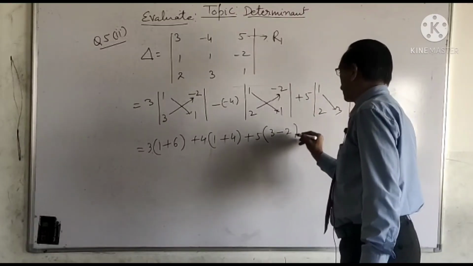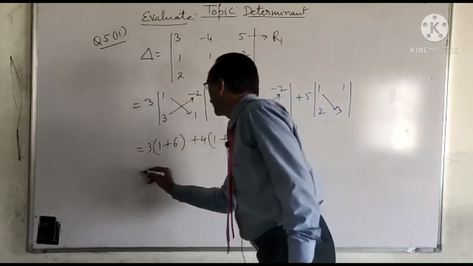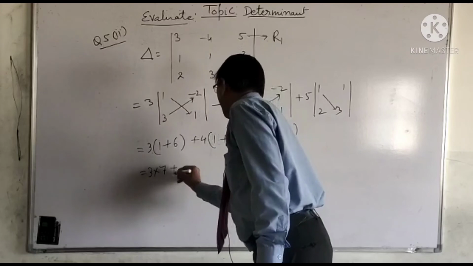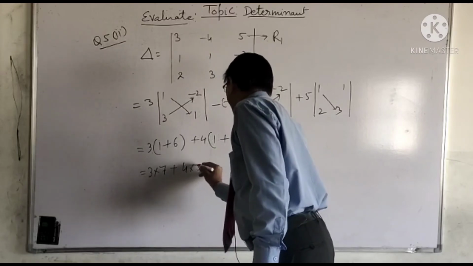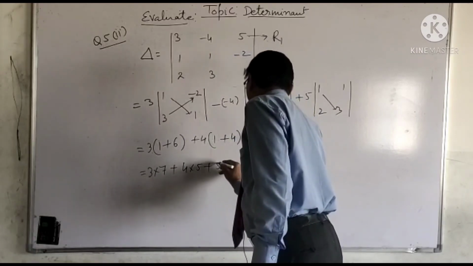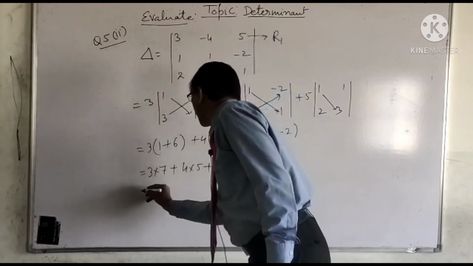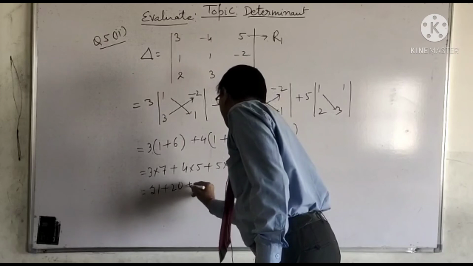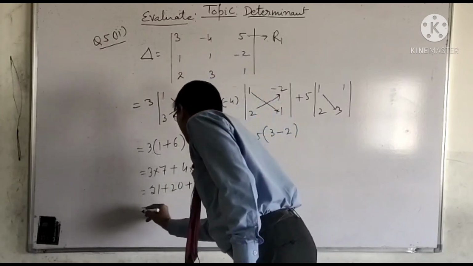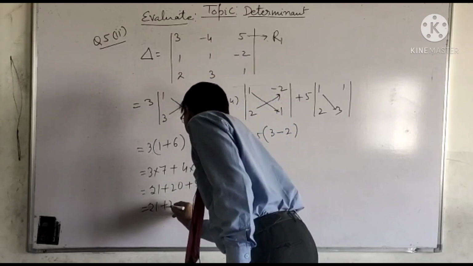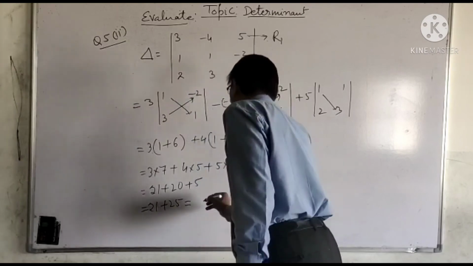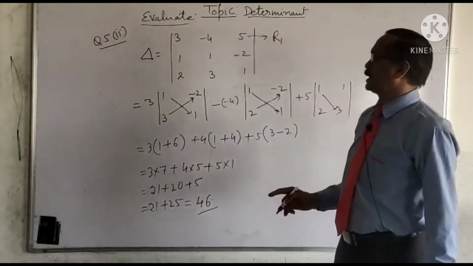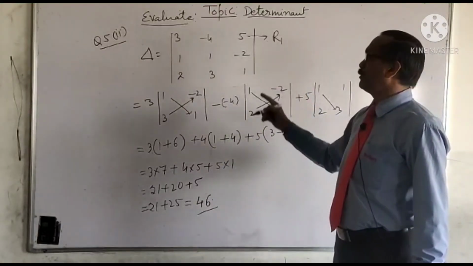which is 2. Then it is 3 into 7 plus 4 into 5 plus 5 into 1. Then it is 21 plus 20 plus 5, or it is 21 plus 25, equal to 46. So this particular number 46 is the value of this determinant.